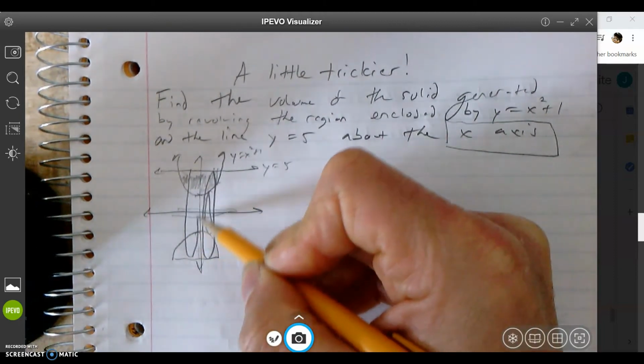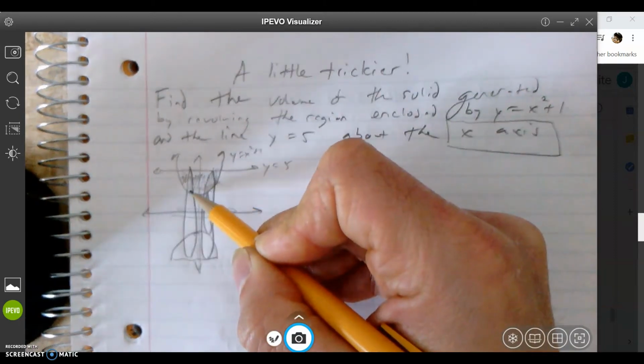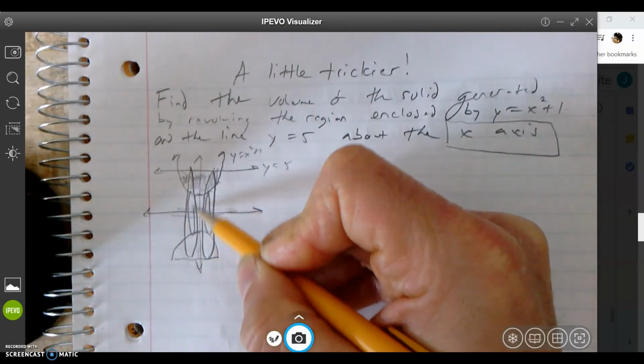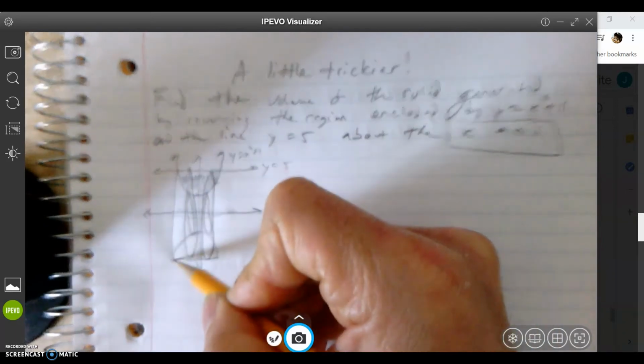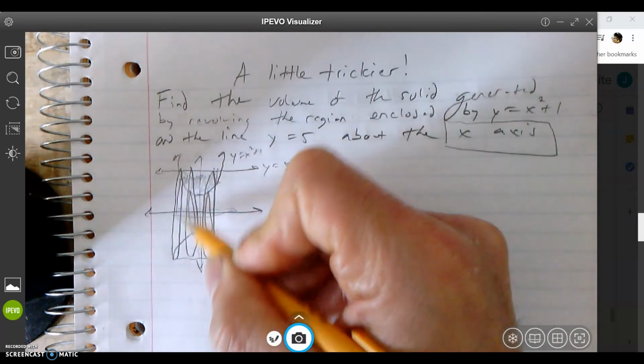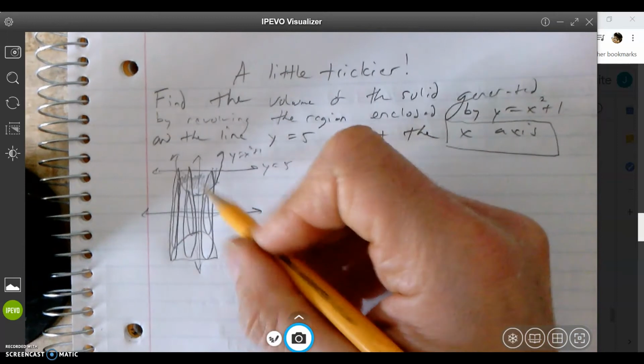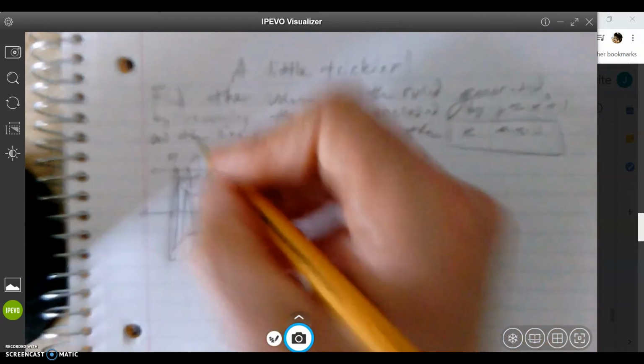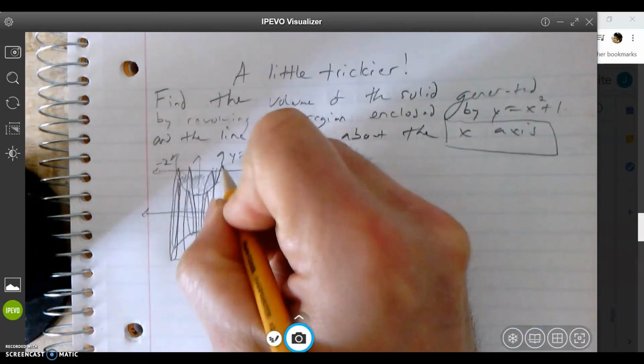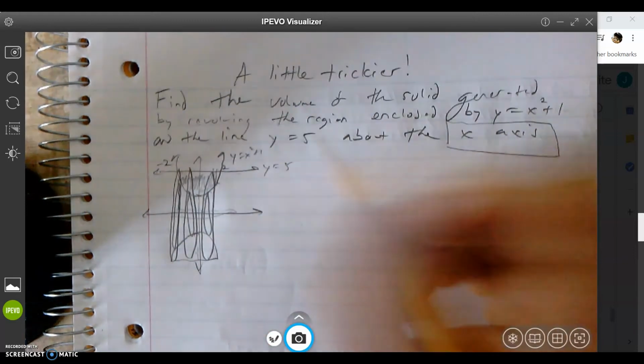Infinite amount of donuts. It's got a hole in the middle. When you revolve that around, you can have a hole in the middle. You can just keep doing those, keep doing those, like that. So there's an infinite amount between these two places, which are -2 and 2, because you set those equal to each other, that's what you get.